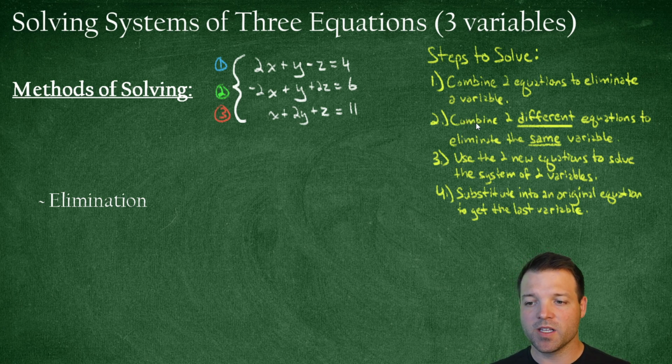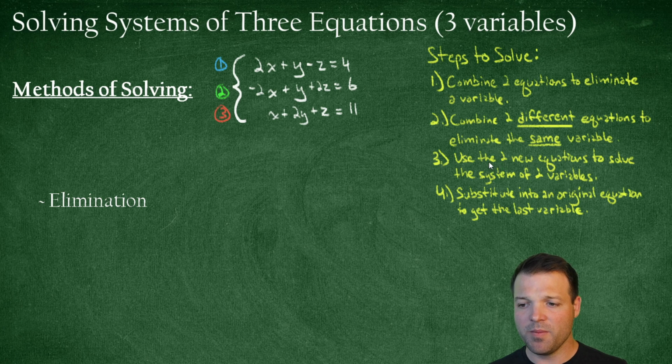Step 2 is going to be combine two different, very important, different equations to eliminate the same variable. Why? Well, if we're eliminating the same variable, then we should end up with two different equations with only two of the same variables. And that way we are basically knocking this from a 3-equation system down to a 2-equation system of 2 variables, and we can solve that easily.